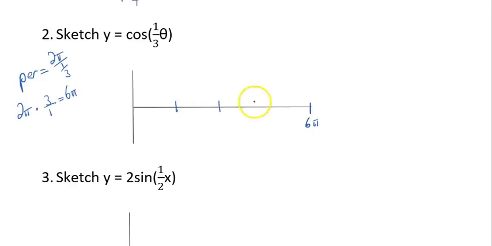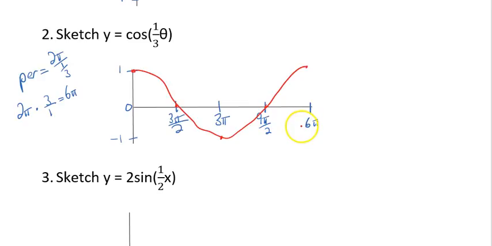I need my important points. Halfway between 0 and 6 pi would be 3 pi. Halfway between 0 and 3 pi would be 3 pi over 2. And then I'm counting by 3 pi over 2. So 3 pi over 2, 6 pi over 2, 9 pi over 2. And that will give me my other points. Again, I'm not doing an amplitude change here, I'm just practicing. So 1 to -1 will be my same amplitude. And then this is a cosine graph, so it's a hill, and then a valley, and then another hill. So try to sketch that to the best of your ability.